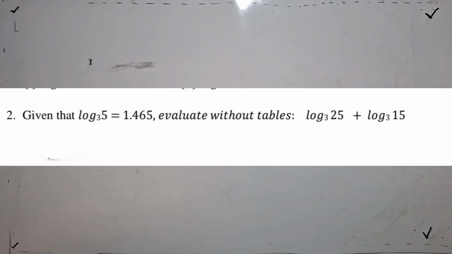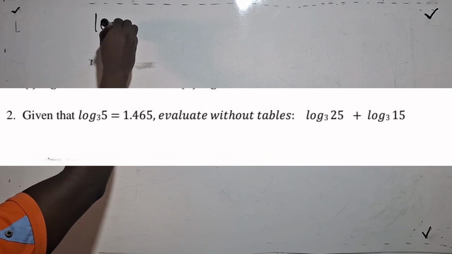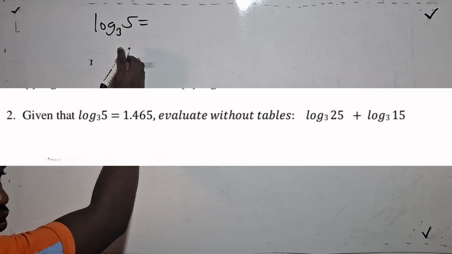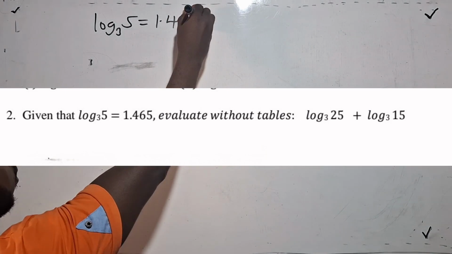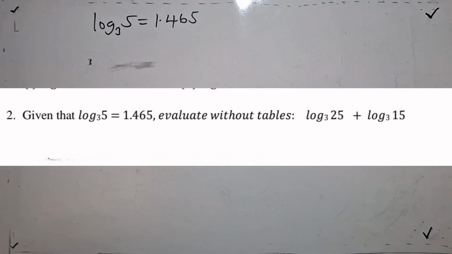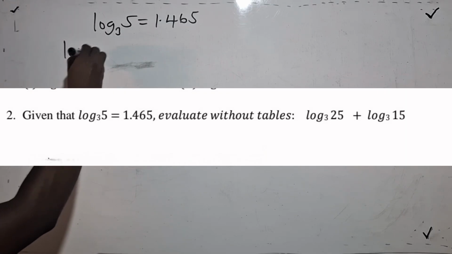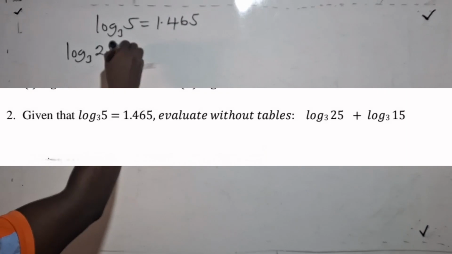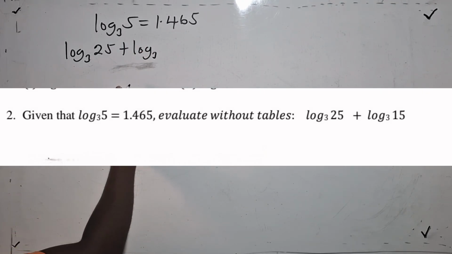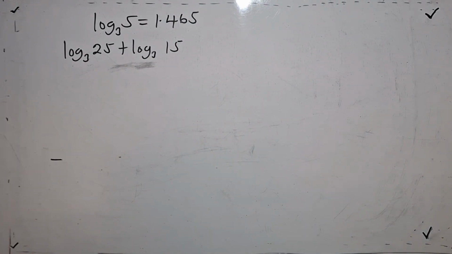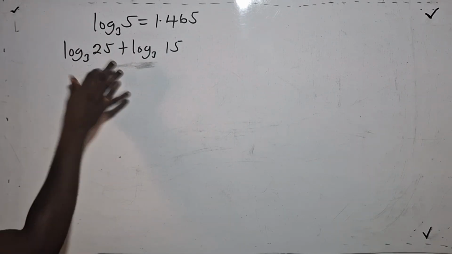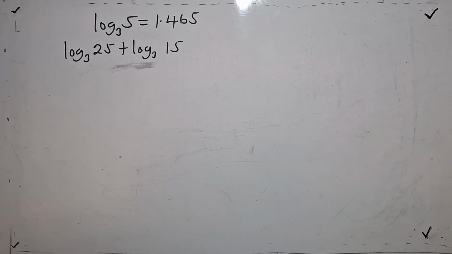So given that, the next question is given that log base 3 of 5 is equal to 1.465. We have to evaluate without tables log 3 of 25 plus log 3 of 15. Yes, plus log 3 of 15. Can we express any one of them in terms of the 5? This is easy to know. But what about when we come here? How are we going to expand it?